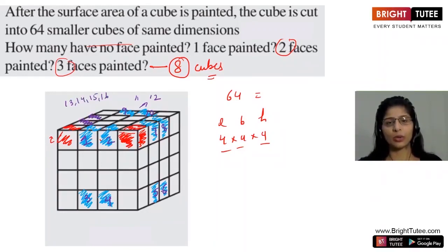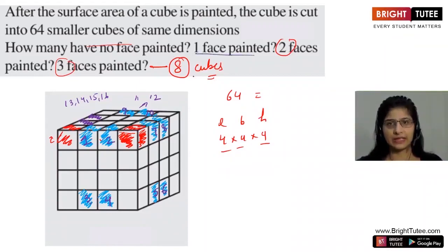Now talking about the bottom face. These 2 are included, and from that side also the 2 are included. So these 2 are included, right? And what about the below one? Those are also included in 3 and 4. So total how many do we have? 16 we have whose 2 faces are painted.